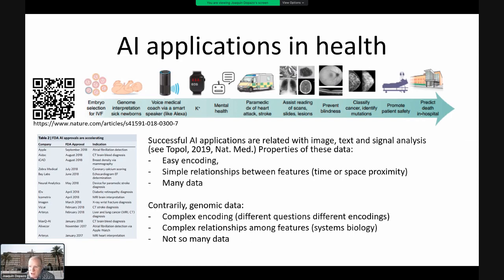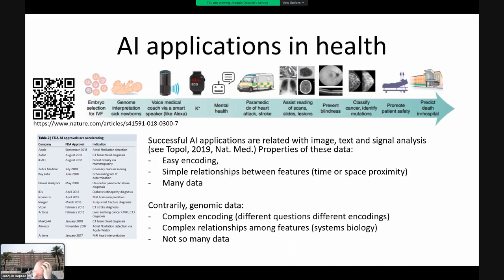Contrarily, in the case of genomic data, we have a very complex encoding, because different questions typically can have different encoding of the data. The features, the genes, have complex relationships among them. And even though we have a lot of genomic data on Earth, it is very difficult to find data sets large enough to properly train. So the relationship between data and the number of features that we need to train is not as satisfactory as in the case of images, for example.